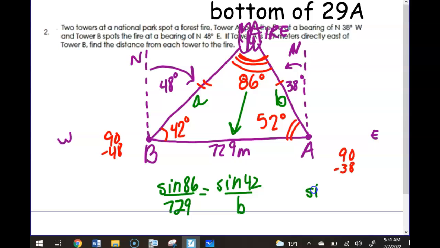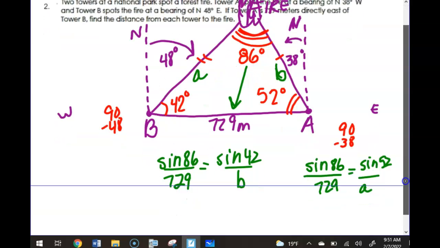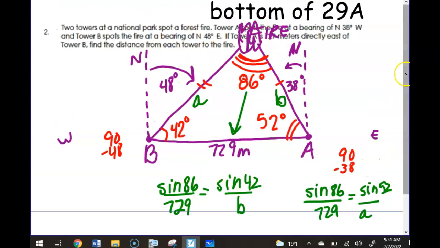This one asked us to do both, so then we'd have the sine of 86 is across from 729 in the same way the sine of 52 is across from A. All right, good old cross multiply and divide.